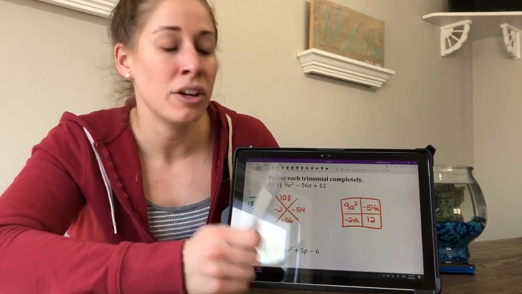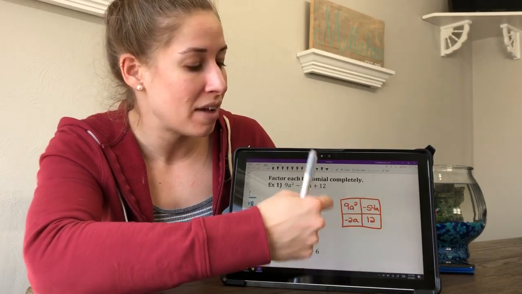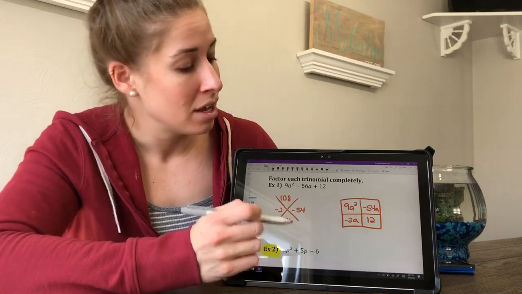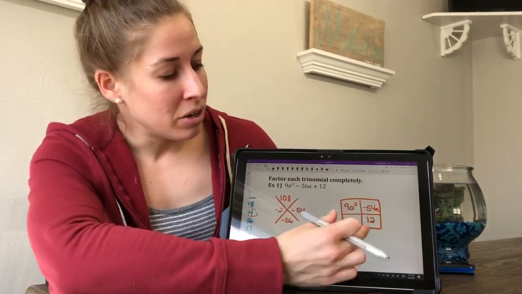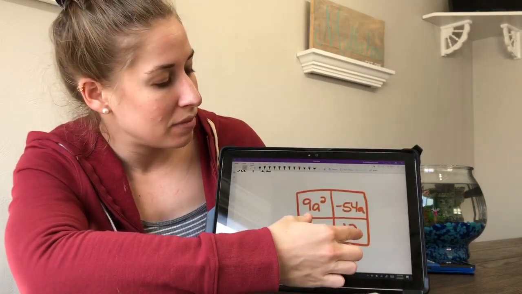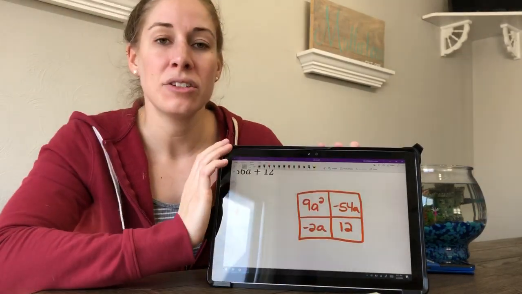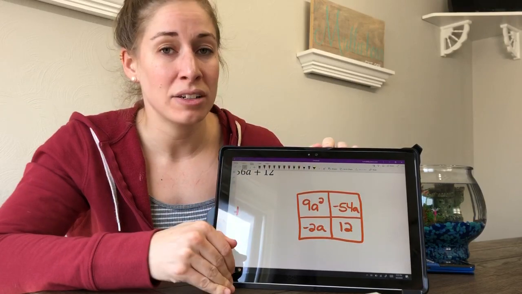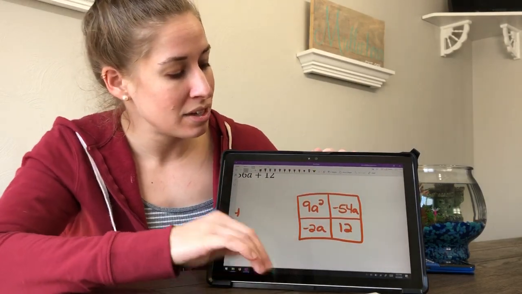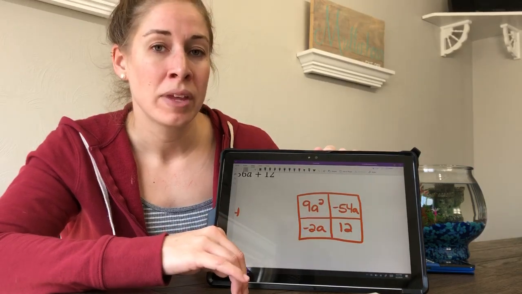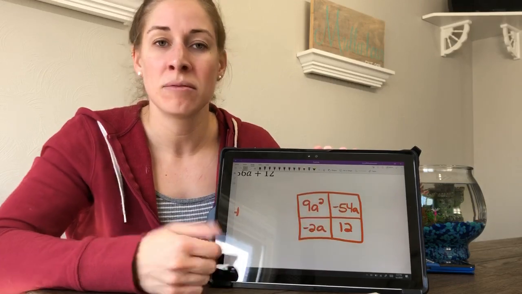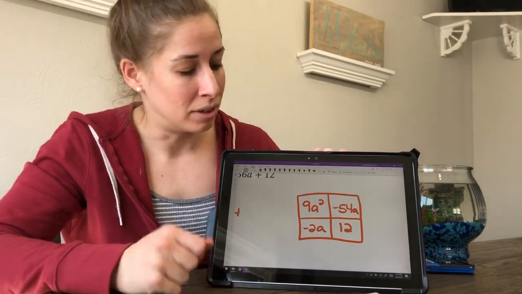So the next thing you're going to do, we've filled in our box, now we just have to get the outsides. Well, what did we actually multiply to get that as an answer? So what I would recommend doing is look at your top row, the 9a squared and the negative 54a. Ask yourself, what is the greatest common factor or greatest common monomial of those two terms? 9a squared and negative 54a. Also, only factor out the positives, okay? This one's positive, this one's negative, so don't worry about the signs, just factor out the positive.